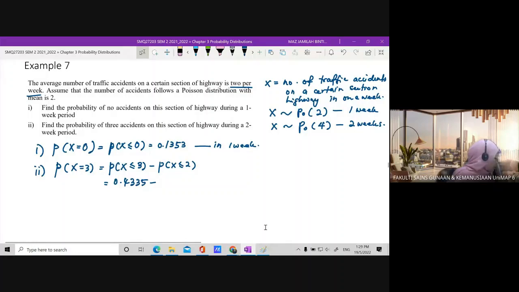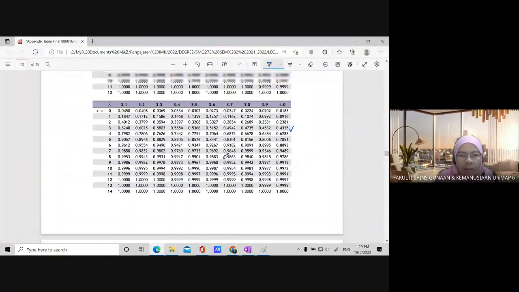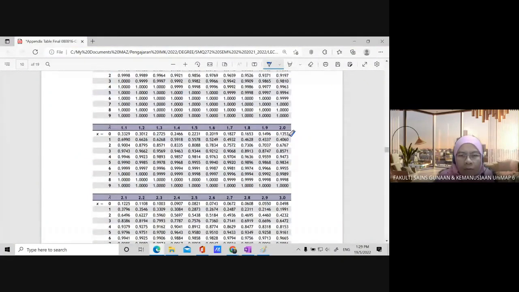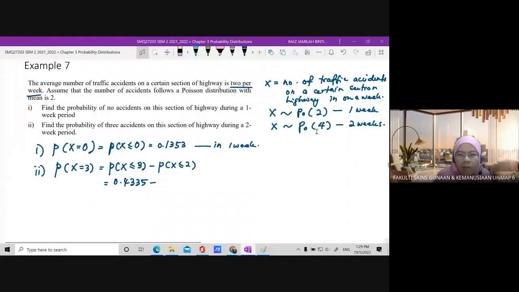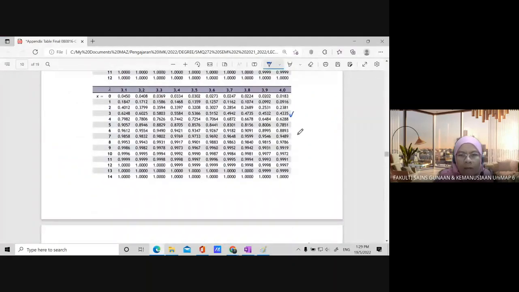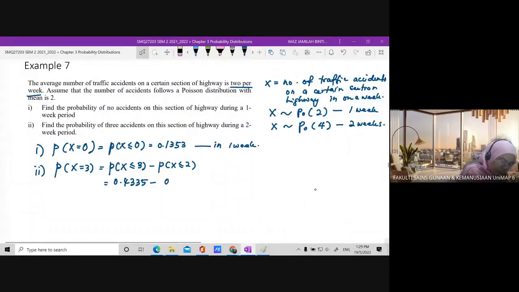Why am I, X is equal to 0? I'm following the correct one, right? For lambda equal to 2, X equal to 0. Let me check again. Lambda equal to 2, X equal to 0, 0.1353, correct. Then for lambda equal to 4, 2 is 2 per week. So X is equal to 3 minus 2, go for lambda equal to 4, it is 0.2381. What's your answer, class?